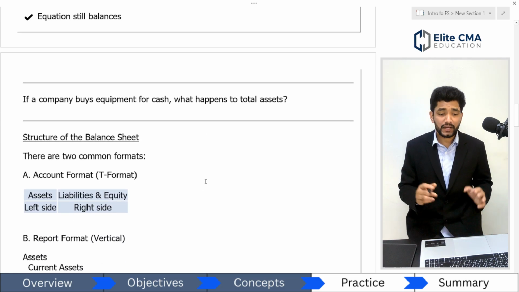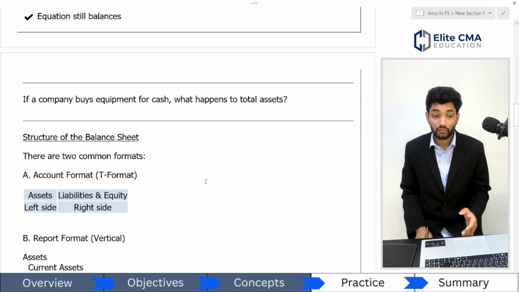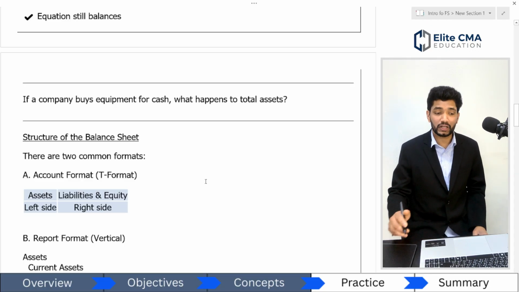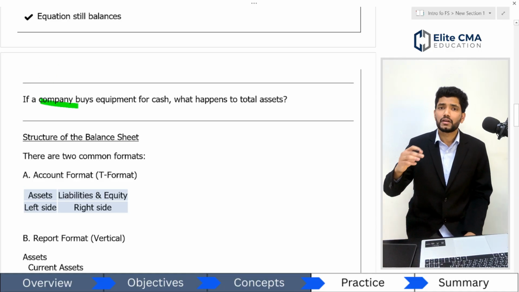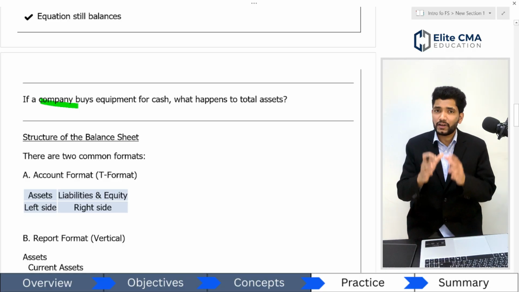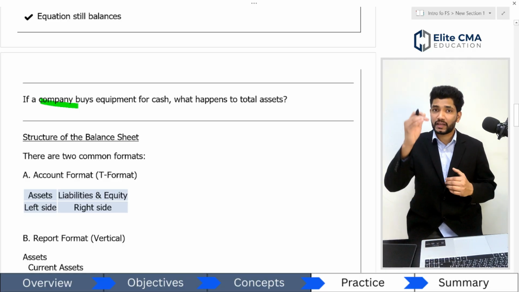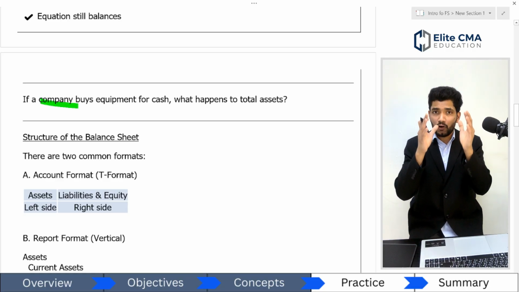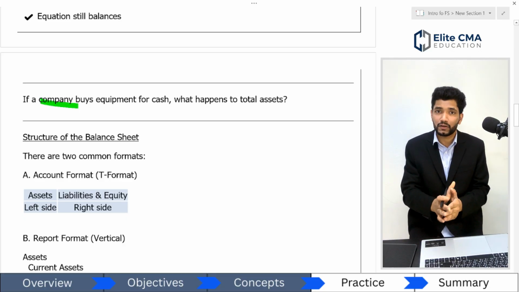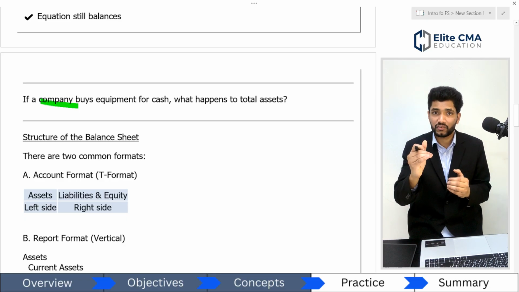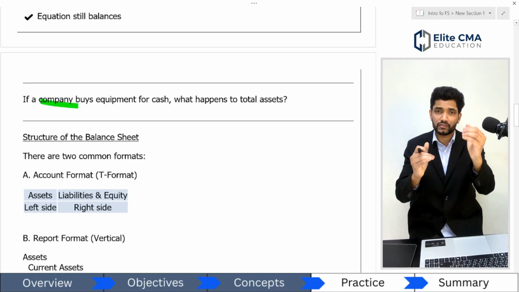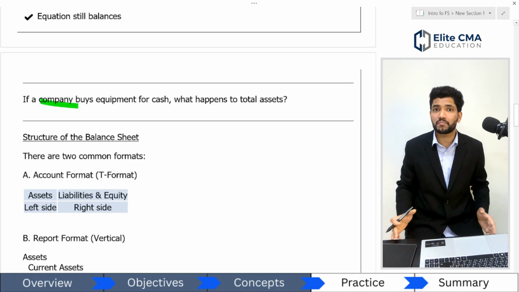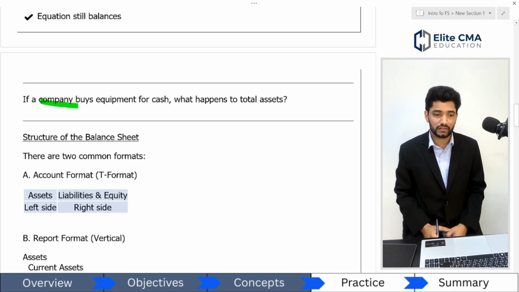Suppose a company buys equipment for cash, what happens to total assets? This is a question. Just think, if a company buys the equipment for cash, that means our cash will reduce, and at the same time the equipment will increase. That means there is no net impact on the total asset value. One asset gets reduced, that is cash, and one asset increases. So there will be no net impact on the total assets.